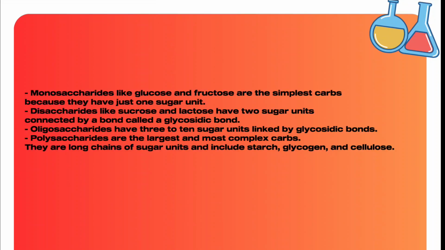Monosaccharides, like glucose and fructose, are the simplest carbs because they have just one sugar unit. Disaccharides, like sucrose and lactose, have two sugar units connected by a bond called a glycosidic bond. Oligosaccharides have 3 to 10 sugar units linked by glycosidic bonds. Polysaccharides are the largest and most complex carbs. They are long chains of sugar units and include starch, glycogen, and cellulose.